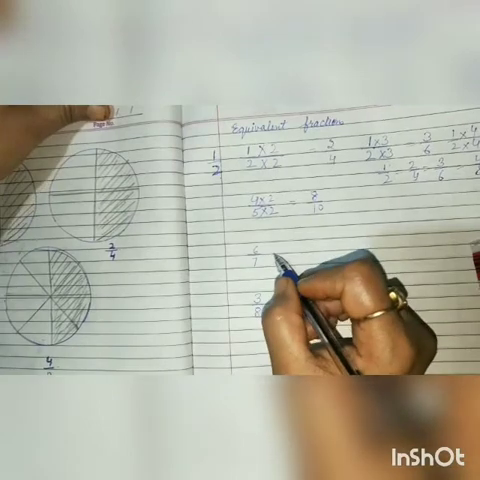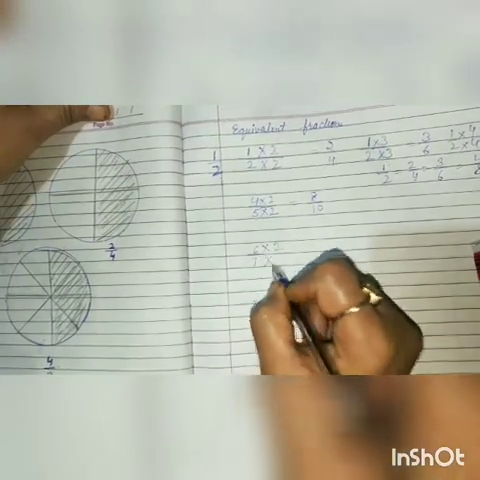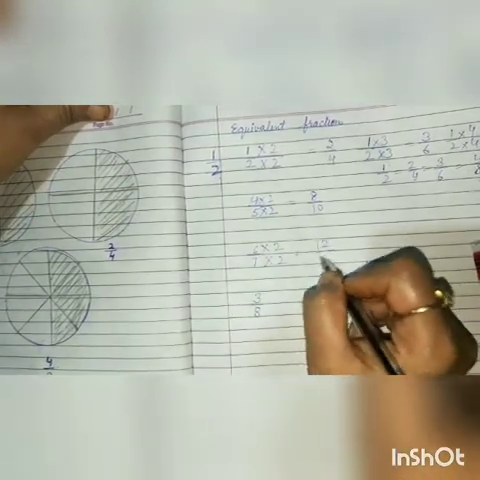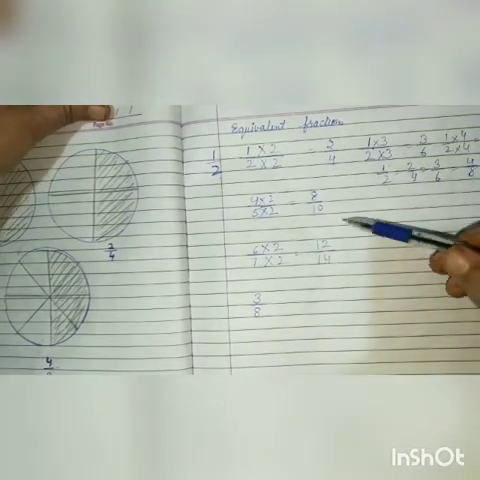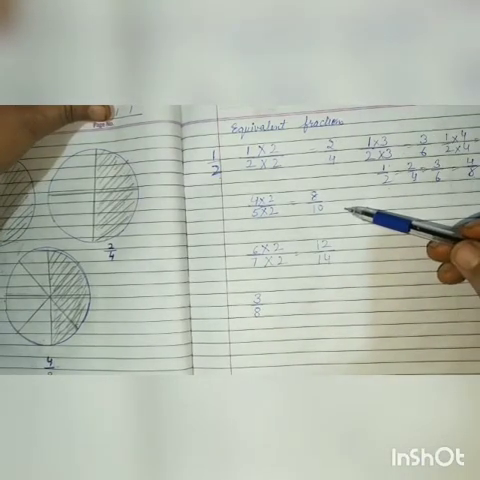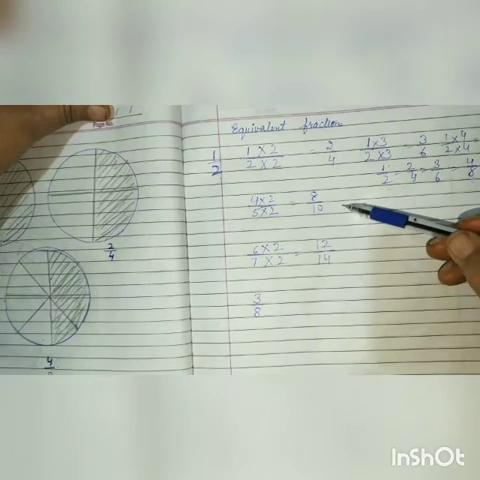I have to make an equivalent fraction of 6/7. I have to multiply by 2, 12/14. Beta, it's not compulsory that you have to multiply by 2 only. You can multiply by any number to make an equivalent fraction.